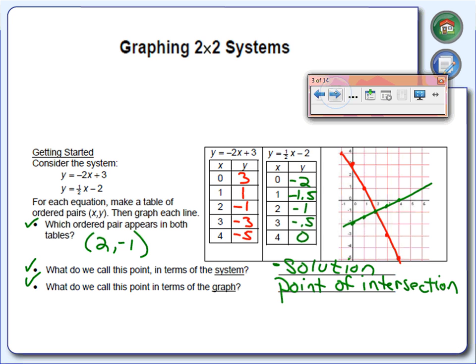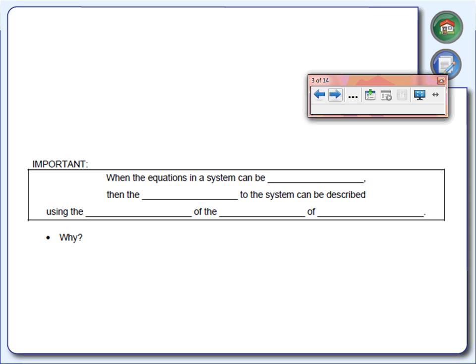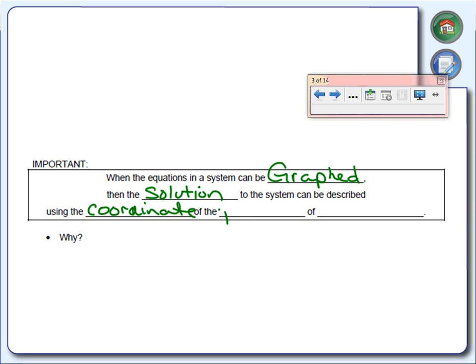All right, so let's keep going here. Important: when the equations in a system can be graphed, then the solution to that system can be described using the coordinates of the point of intersection. So our answers are going to be coordinates. They're going to be ordered pairs. That's what that's saying. We're going to have an ordered pair for our solution.